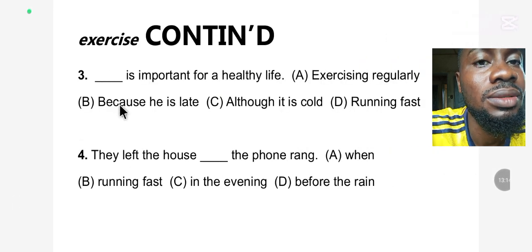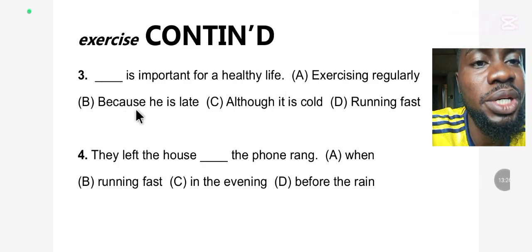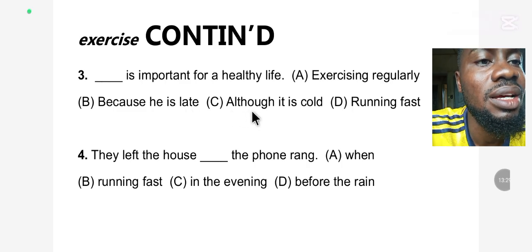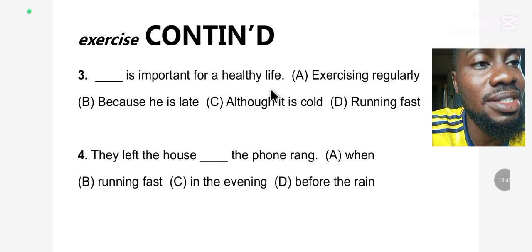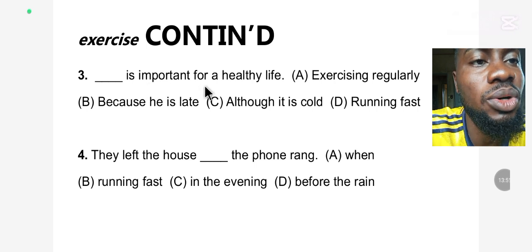Moving on. Number 3. Dash is important for a healthy life. A, exercising regularly. B, because he is late. C, although it is cold. D, running fast. What's your answer? You answered right. The answer is A, exercising regularly. Exercising regularly is important for a healthy life.